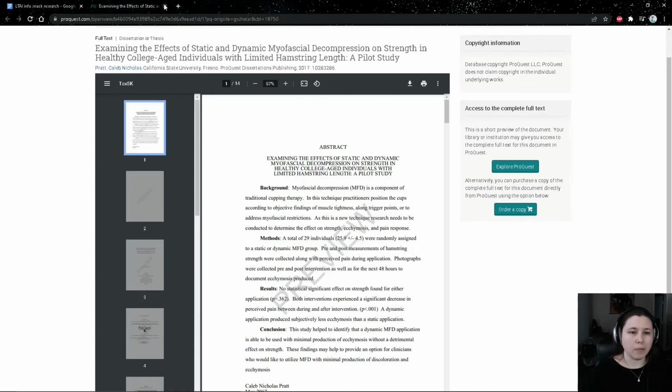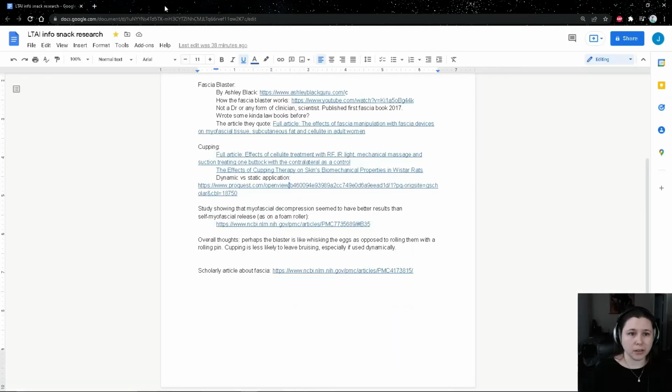But the reason I pulled this up is because fascia blasting has a higher chance of bruising, in my opinion, according to everything we've read today. Fascia blasting is going to have a higher chance of self-imposed bruising as opposed to dynamic cupping, which is going to be less likely to cause bruising. And I have seen pictures from people misusing fascia blasters and really badly injuring themselves.